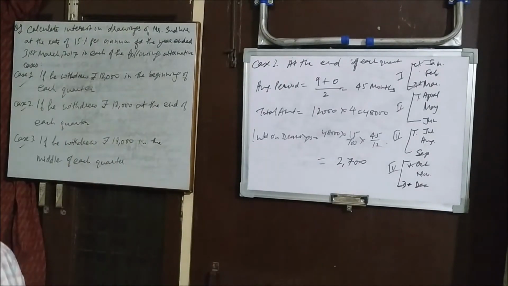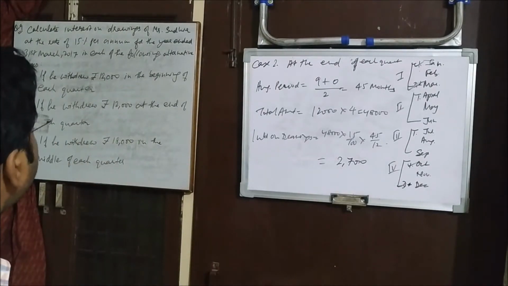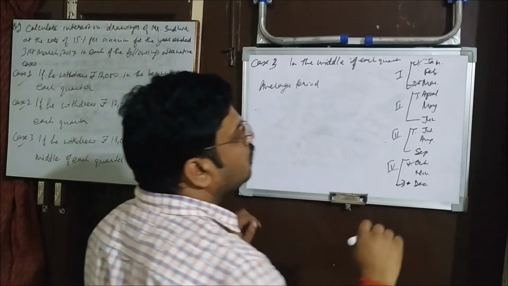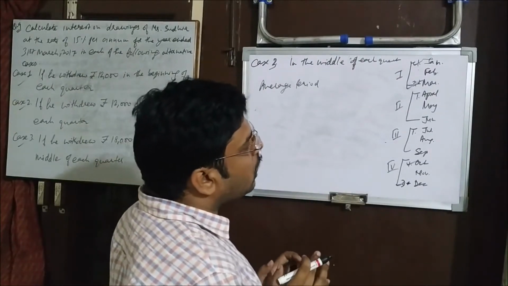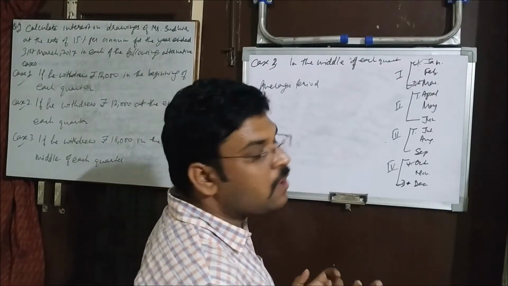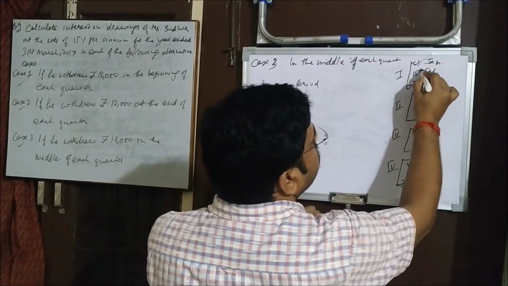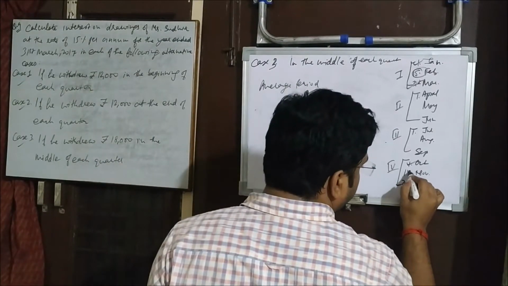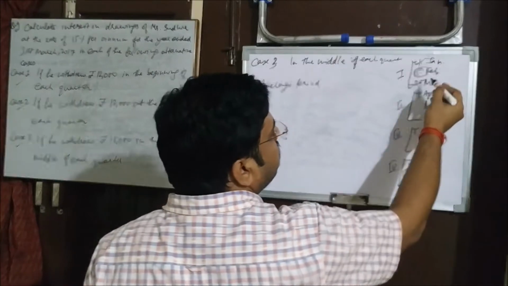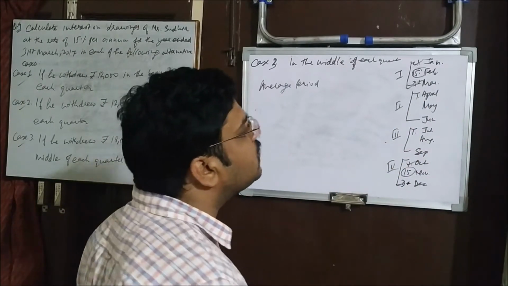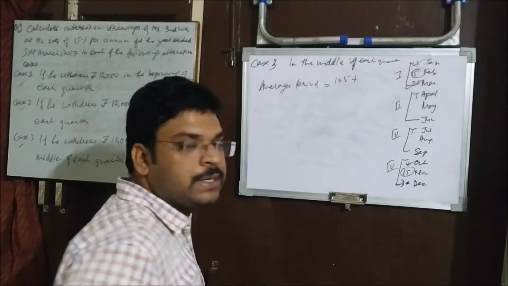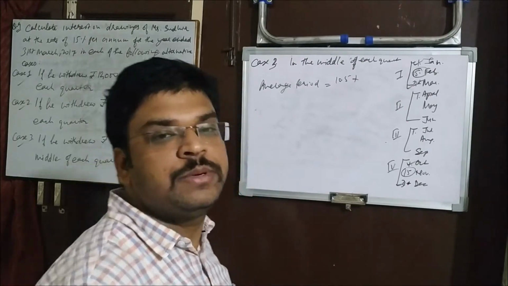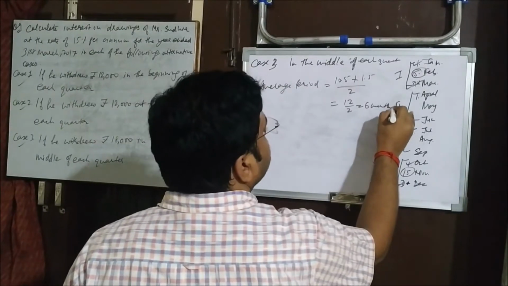Now let's learn the third case: if he withdrew rupees 18,000 in the middle of each quarter. We need to calculate the average period first. Middle of each quarter means out of 3 months, 1.5 months. 1.5 months means 15th February. On 15th February he will make the first drawing, and he will make the last drawing on 15th November. From 15th February to 31st December, how many months are there? 10.5. You can calculate that. And from 15th November to 31st December, there are 1.5 months.